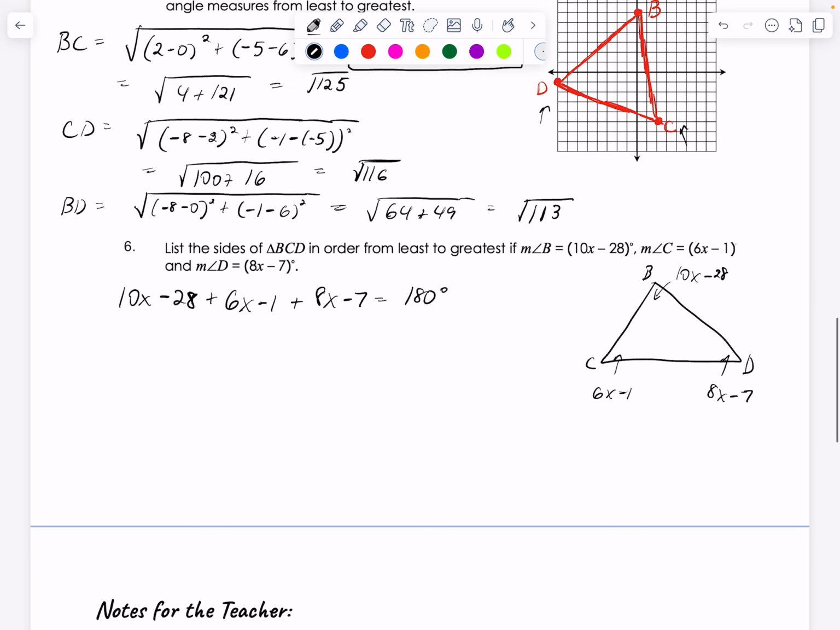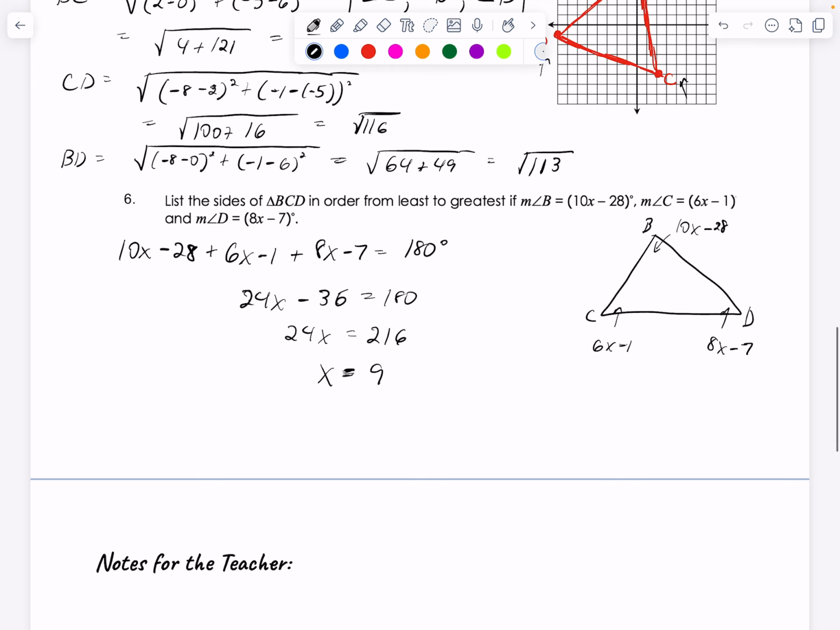So let's see, 10x plus 6x, that's 16x, plus 8x is 24x. Adding my other numbers, negative 28 and a negative 1 is negative 29. Negative 29 and negative 7 is negative 36. Let's add that 36 to the other side. When we add that 36 to the other side, we get 216. And I believe if I divide both sides by 24, let me get my calculator out, 216 divided by 24 is going to be 9. All right, so x equals 9.